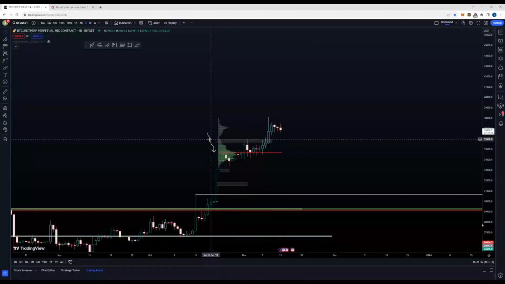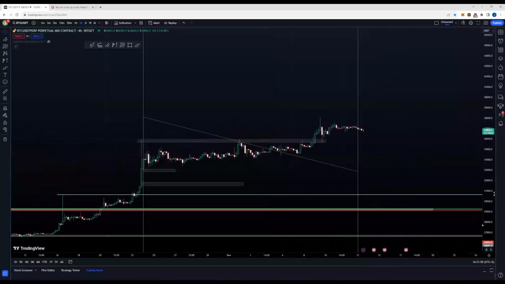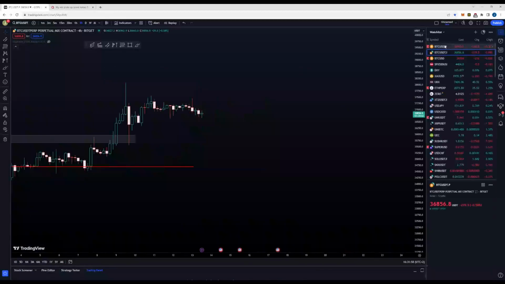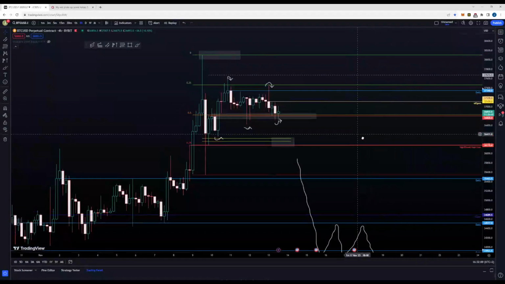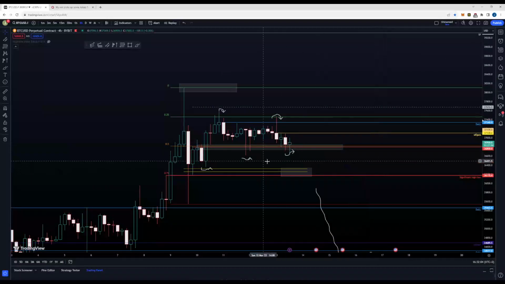At least on the daily chart. Let's see what the lower time frames show us. Let's go on a different chart. I have low time frame analysis here. Lower time frame, basically we have this support here.